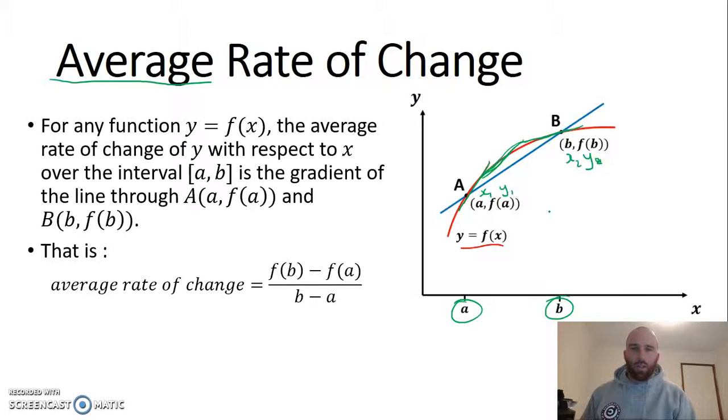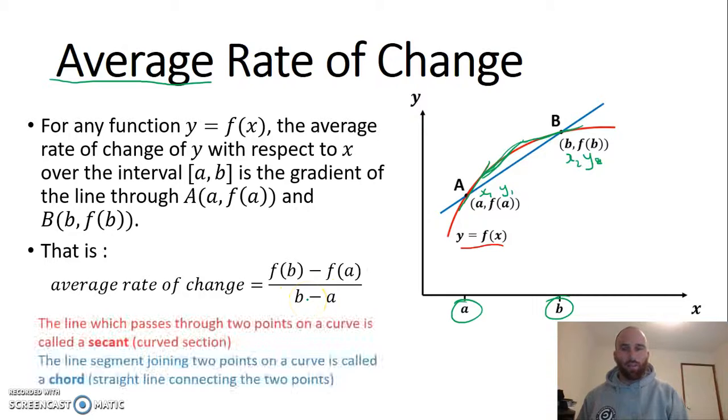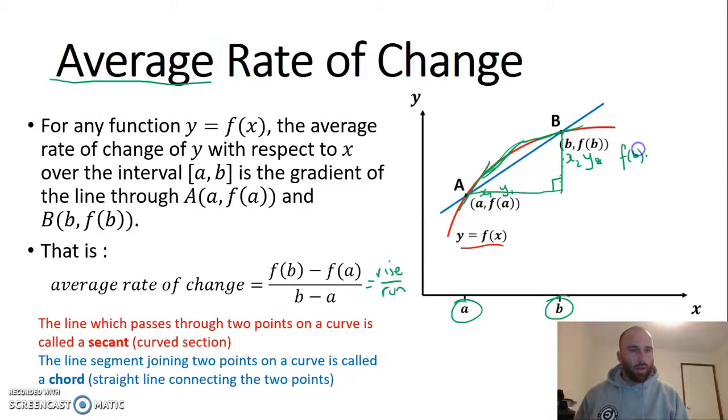That is how we can find the average rate of change: f of b minus f of a, divided by b minus a. If you think about that formula, the average rate of change is still our rise over run. If I was to break this up into a right angle triangle, the rise is f of b minus f of a, and the run is b minus a. So it's just rise over run, that's all we're finding.